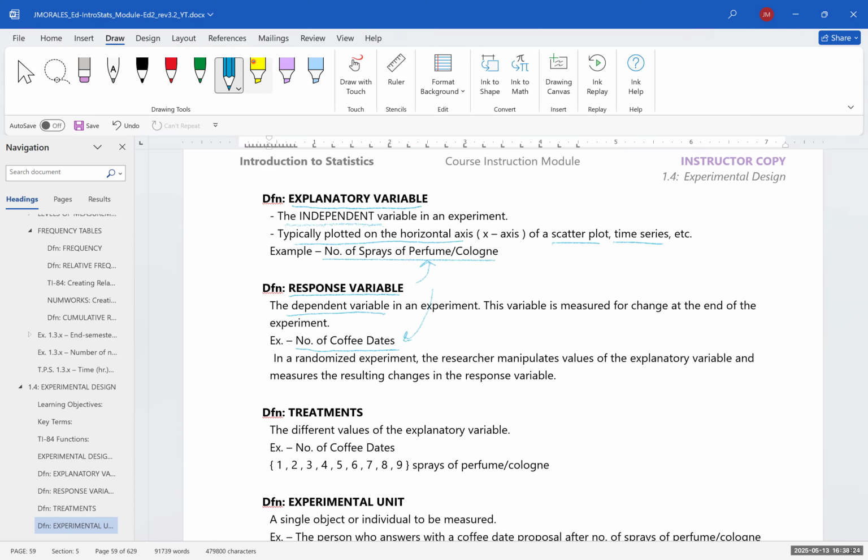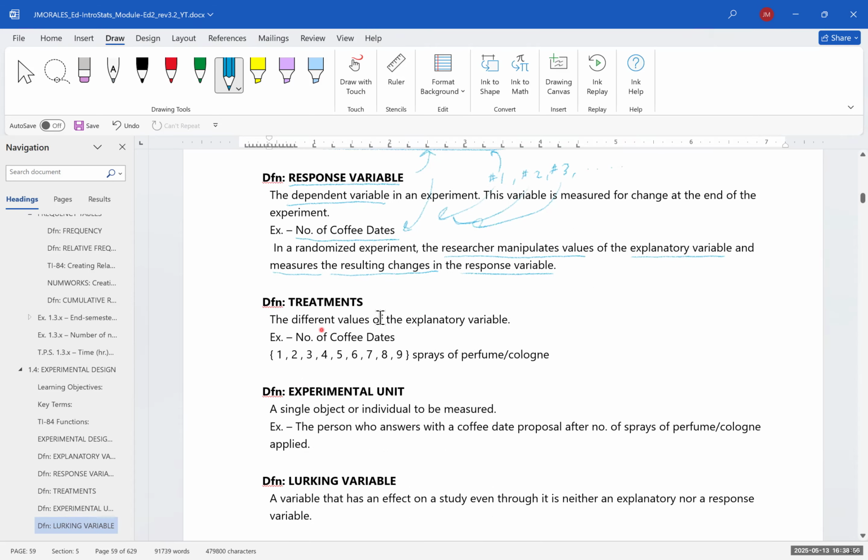So in a randomized experiment, the researcher manipulates values of the explanatory variable and measures the resulting changes in the response variable, right? So if we changed the number of spritzes from maybe 1 to 2 to 3 and so on, then we look and see what the response was to those different treatments of perfume and cologne. Treatments, okay, those are the different values of the explanatory variable.